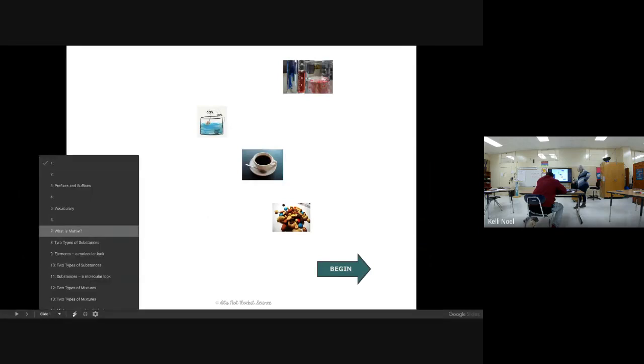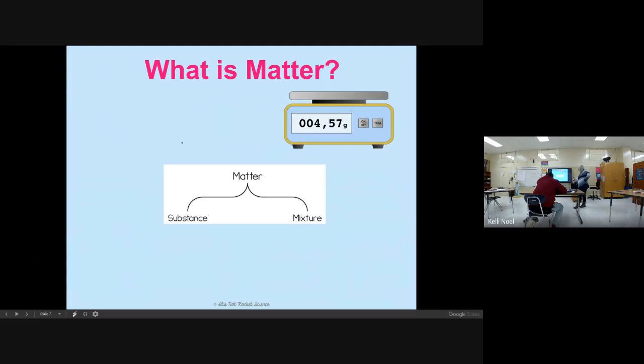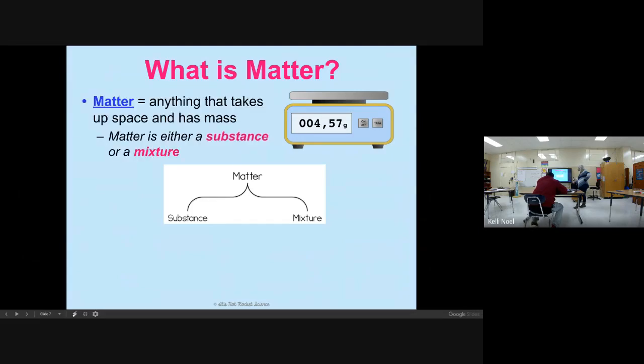So I'm gonna scoot down to slide 7. And we're gonna start just looking at matter. He's asking me to authorize. Yes, I don't know why, I need to find out, every time you open a CAMI, it's making you authorize, and I don't know why.